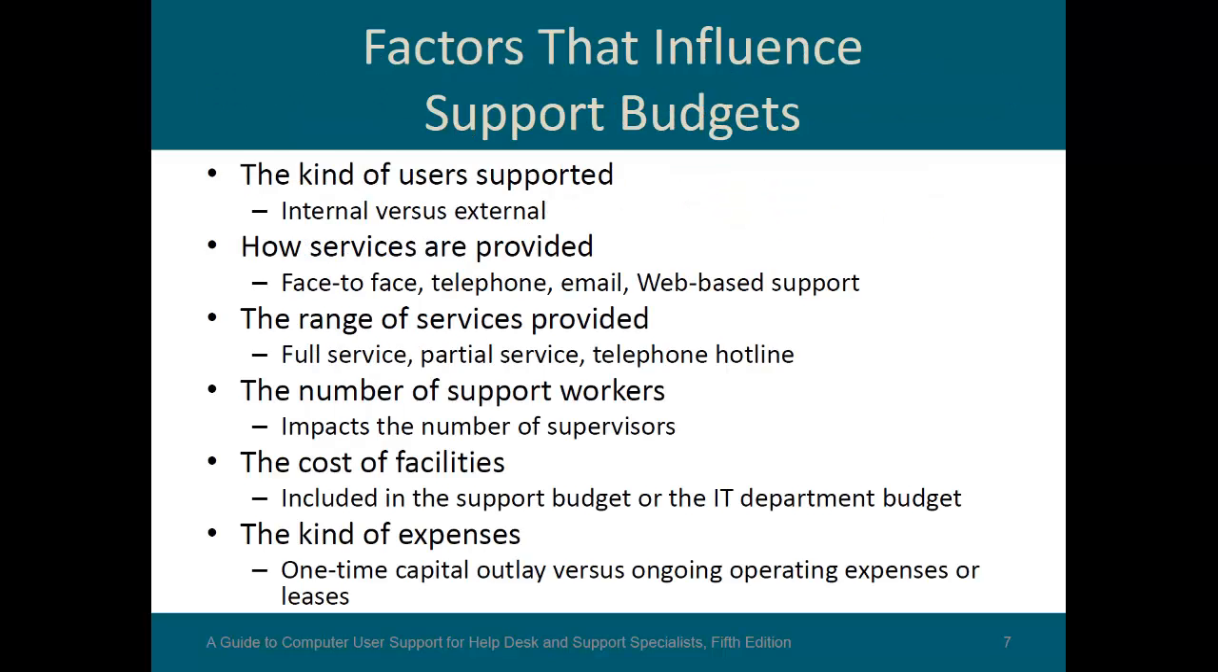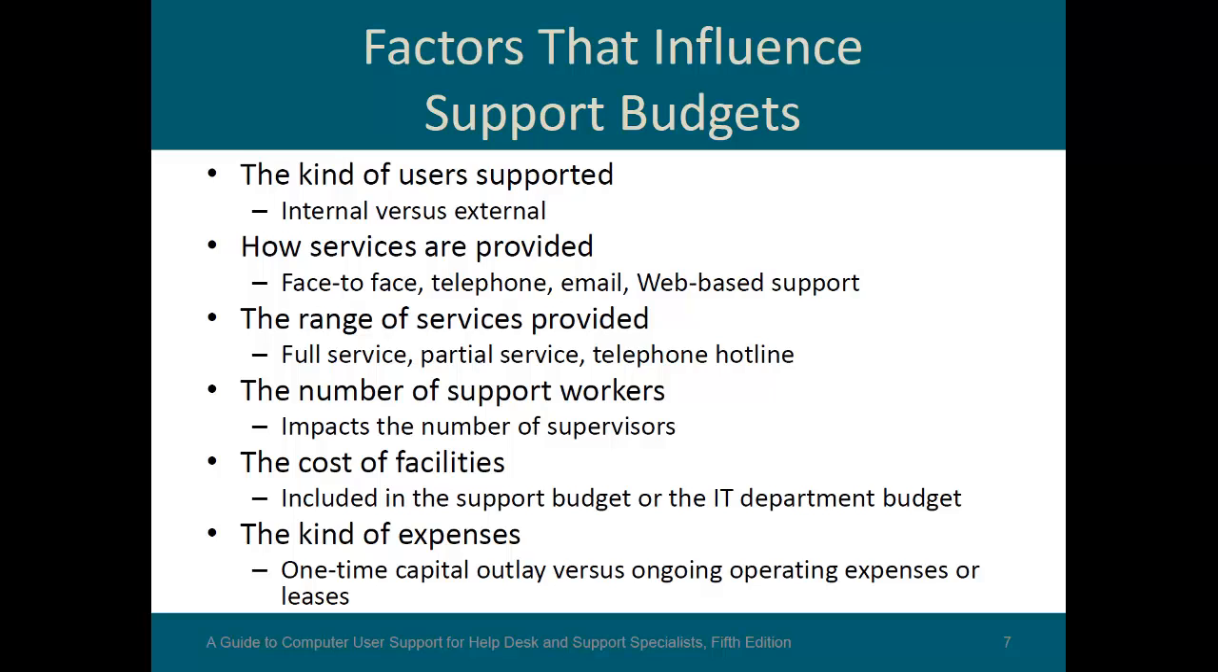Factors that influence support budgets. The kind of users supported, internal versus external. Who are you supporting? How services are provided. Are they face-to-face, telephone, email, web-based? Of course, things done over the internet or phone are going to be a lot cheaper. The range of services provided: full service, partial service, telephone, hotline. The number of support workers impacts the number of supervisors. So the more support workers you need, the more managers you're going to need.